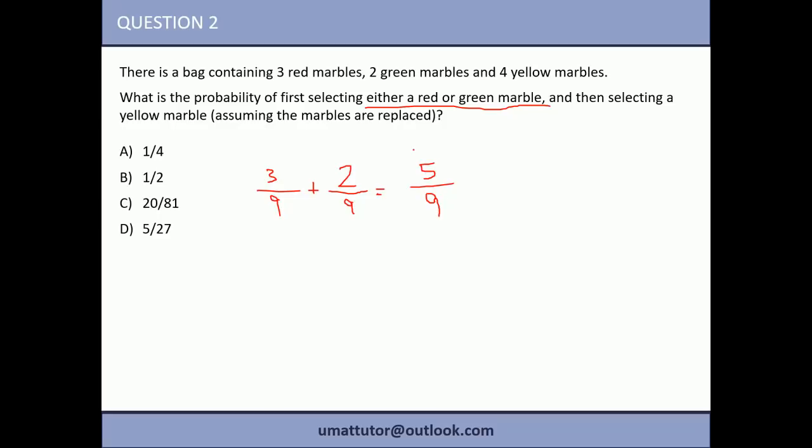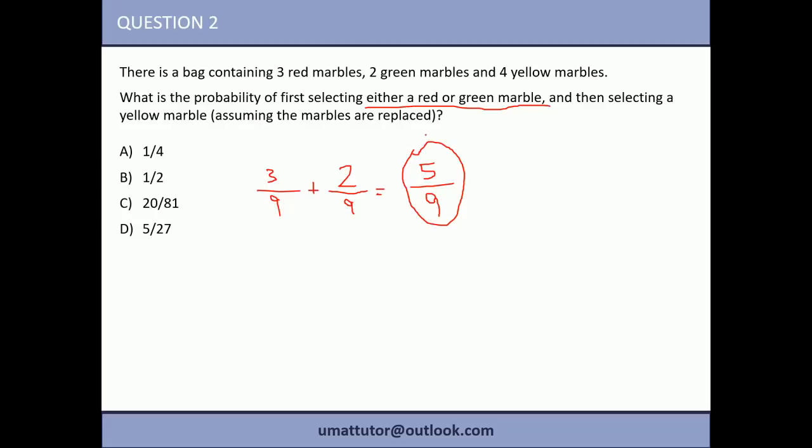So we have a 5 on 9 chance of first selecting either a red or a green, which makes sense really when you think about it, because there are 5 marbles which are red or green out of the 9. And now the second part of the question is saying that we then select a yellow marble, assuming the marble from before has been put back in the bag.